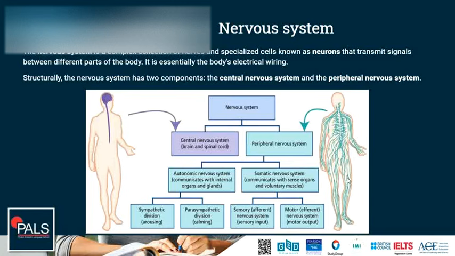The peripheral nervous system consists of the nerves that split off from the central nervous system and connect the central nervous system to the rest of our body. Here we have two parts, the autonomic nervous system and the somatic nervous system. The autonomic nervous system communicates with internal organs and glands and is usually not under conscious control. The somatic nervous system communicates with the sense organs and the voluntary muscles.